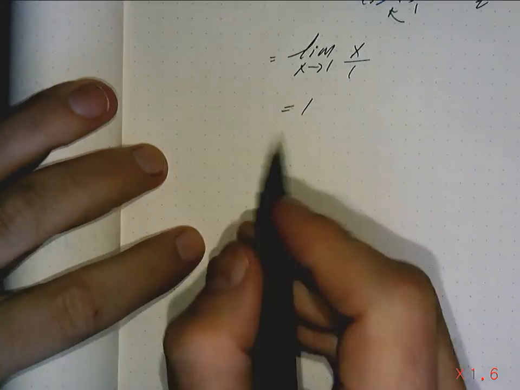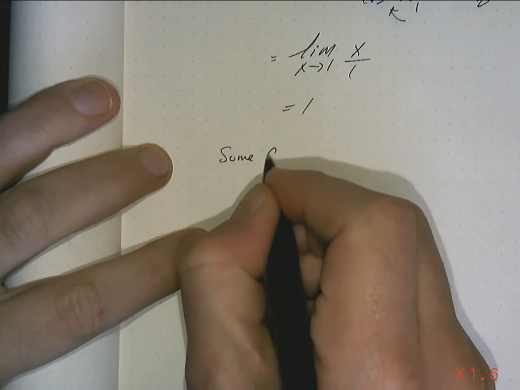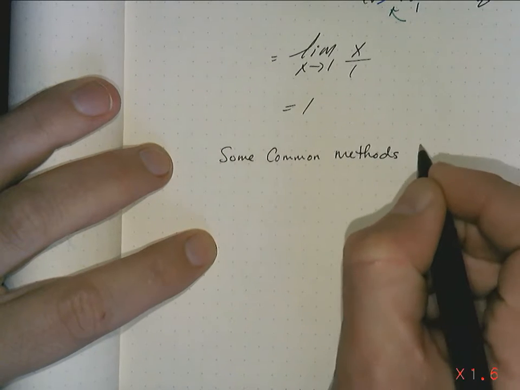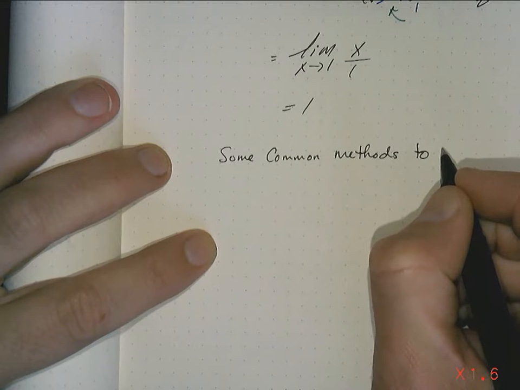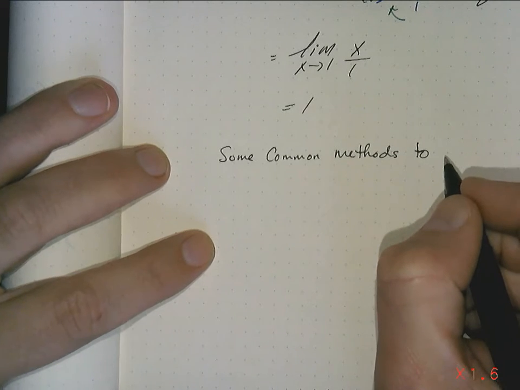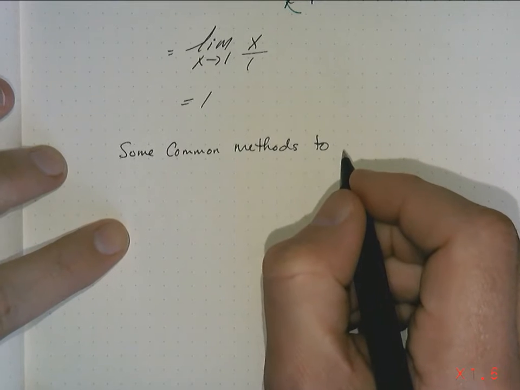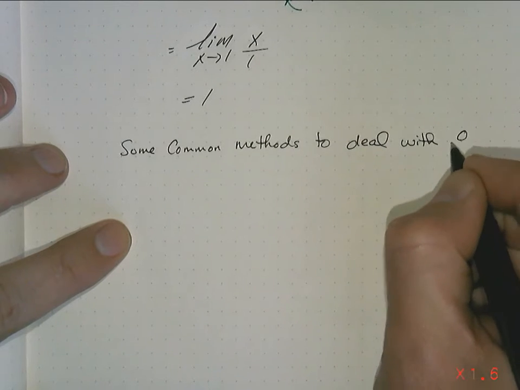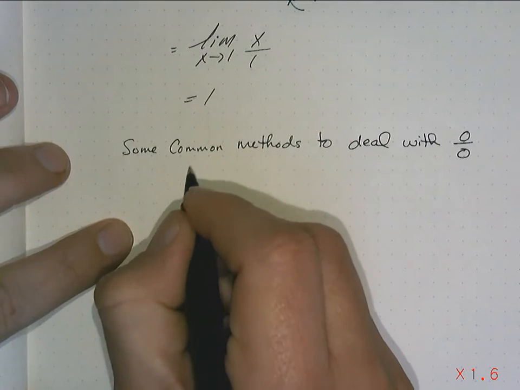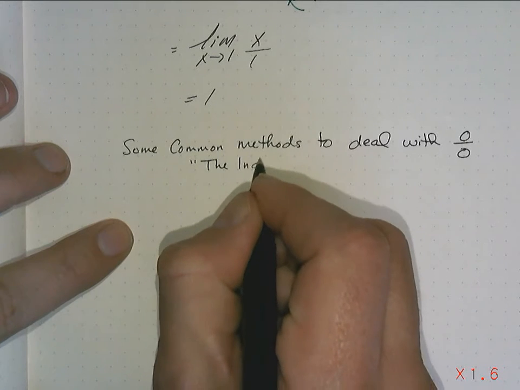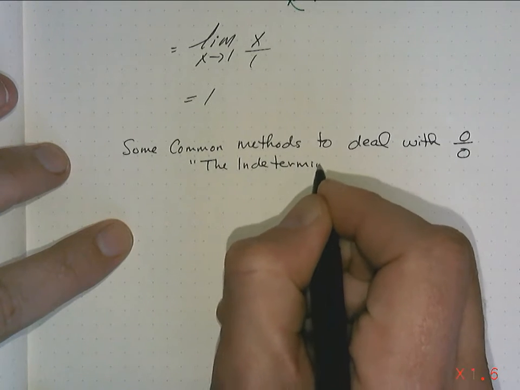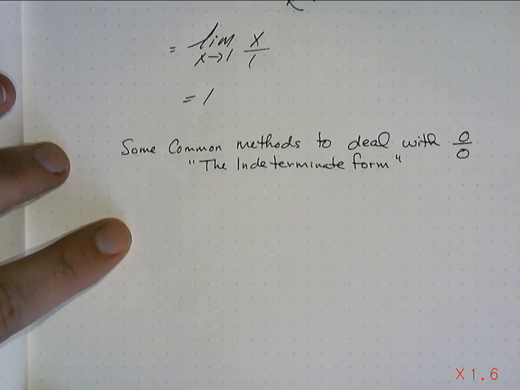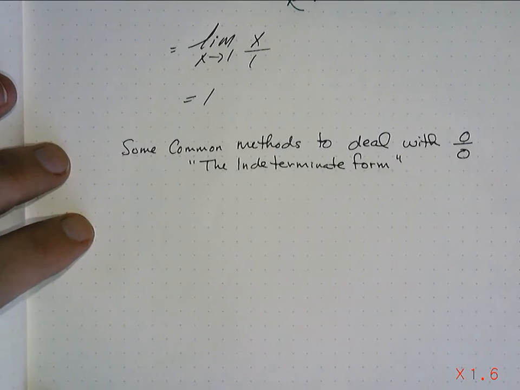So, some common methods to deal, it's not the best word, but to deal with 0 over 0, the indeterminate form. It's called that because it's a form of the answer that we're going to change. It is an answer, but we're going to change that form.